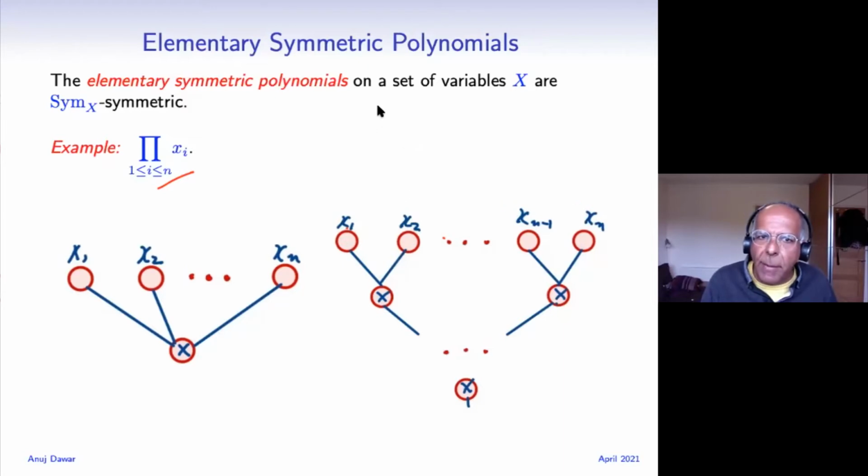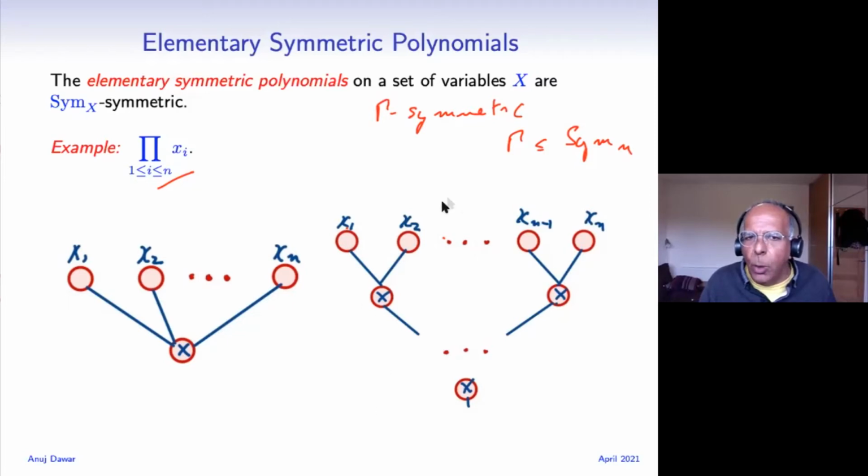So this is gamma symmetric for some subgroup gamma of Sym n. And you can work out what group it is. I mean, it's not so easy to describe. Obviously, it includes all the pairwise swaps of x_{2i-1} with x_{2i}. And then, of course, you can perform further swaps here and so on. I won't spell it out. But the point is, this circuit is gamma symmetric for a proper subgroup of Sym n.